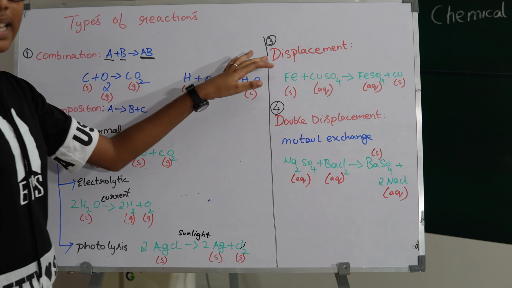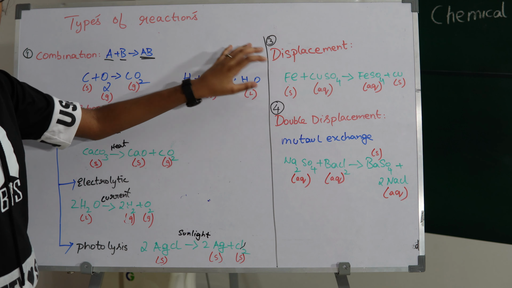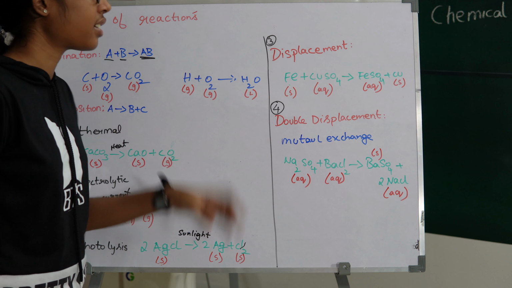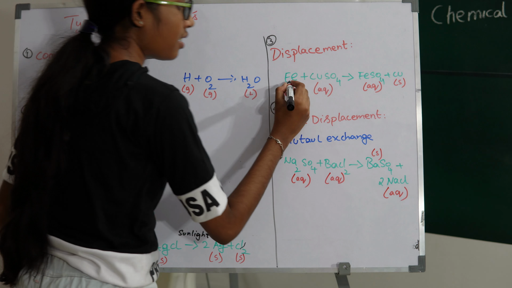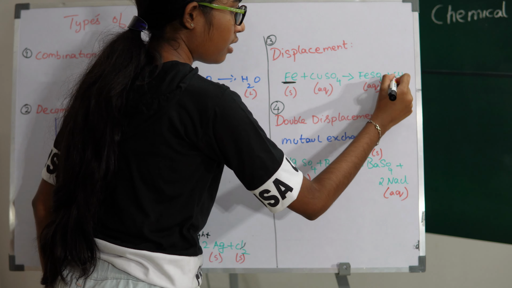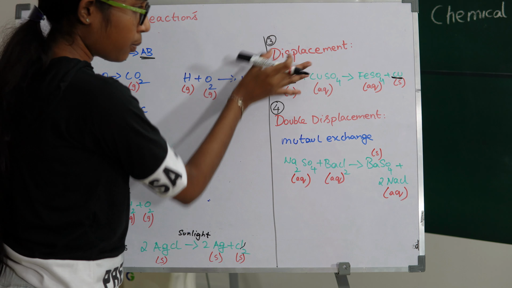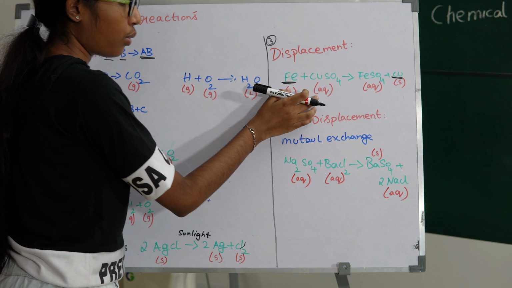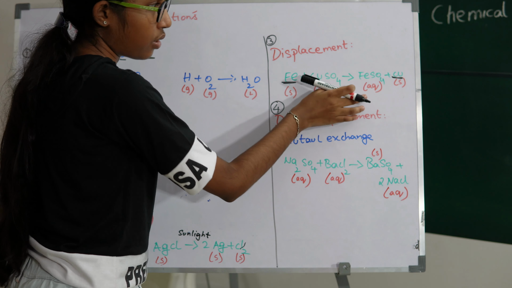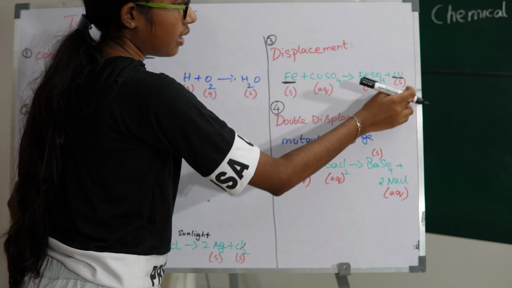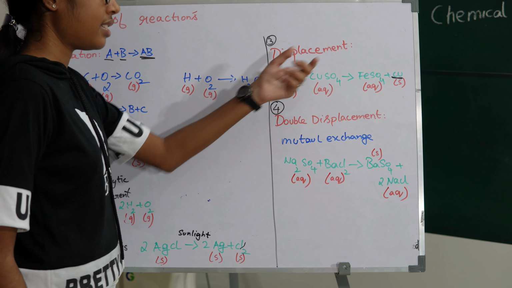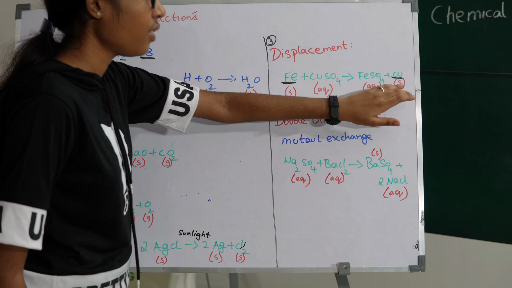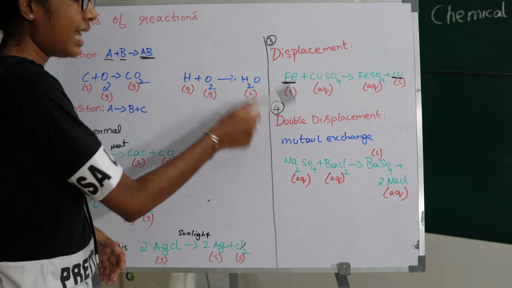Next is displacement reaction. Displacement reaction is when a highly reactive element displaces a less reactive element. So here we can see that ferrous is displacing copper. So this is a displacement reaction. Over here ferrous is solid, CuSO4 is aqueous, and FeSO4 is also aqueous, and Cu is a solid. So ferrous, the highly reactive one, is displacing the less reactive copper.